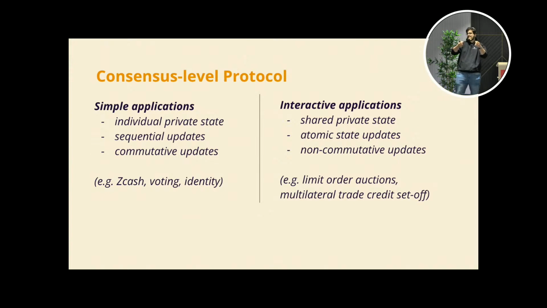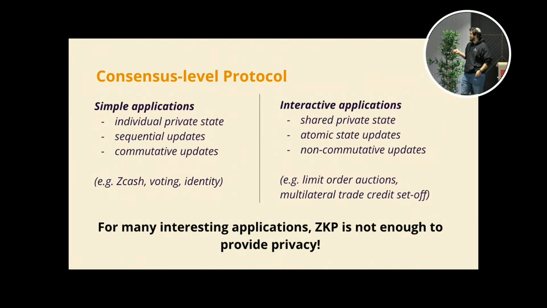Because if you send a trade based on certain information and the other side of the trade is canceled, but you still sent your money and you cannot retrieve it, that's a problem. That's not going to work, right? And as we said, this is kind of like limit order auctions and multilateral trade credit setup, and that's definitely an interesting application that Ying Tong is also going to talk about.